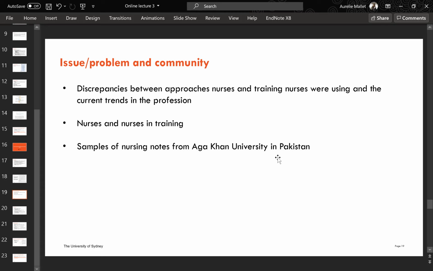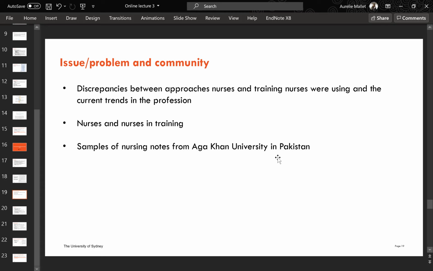So what was the actual issue and problem they were working with, and what community or target audience were they working with? What the students found was that there were discrepancies between the approaches nurses and training nurses were using and the current trends in the profession. Meaning there was a discrepancy between what the nurses were actually doing in real life and what they were meant to be doing. So they weren't writing receiving and admissions notes properly according to the trends of the profession.